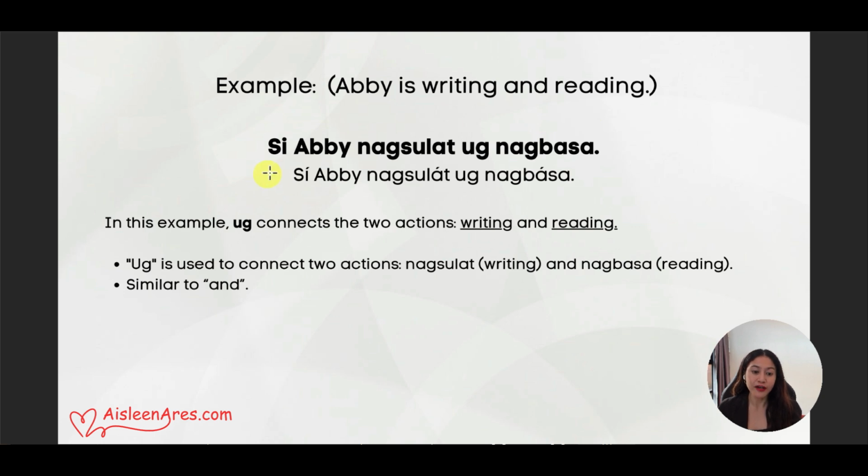Translate to Cebuano, si Abby nagsulat ug nagbasa. Si Abby nagsulat ug nagbasa. In this example, ug connects the two actions, which is writing and reading. This is similar to the word and in English. So that's how easy it is.